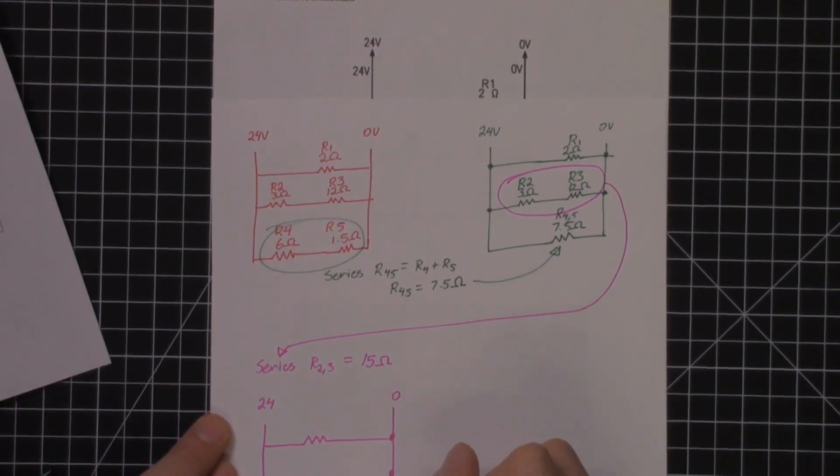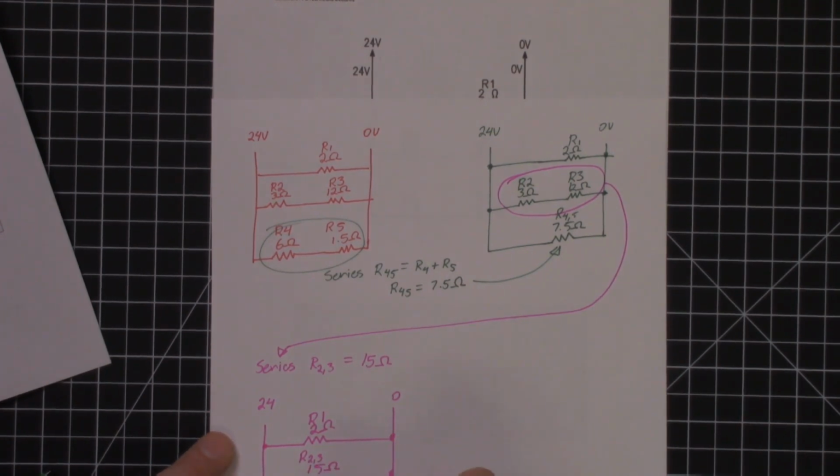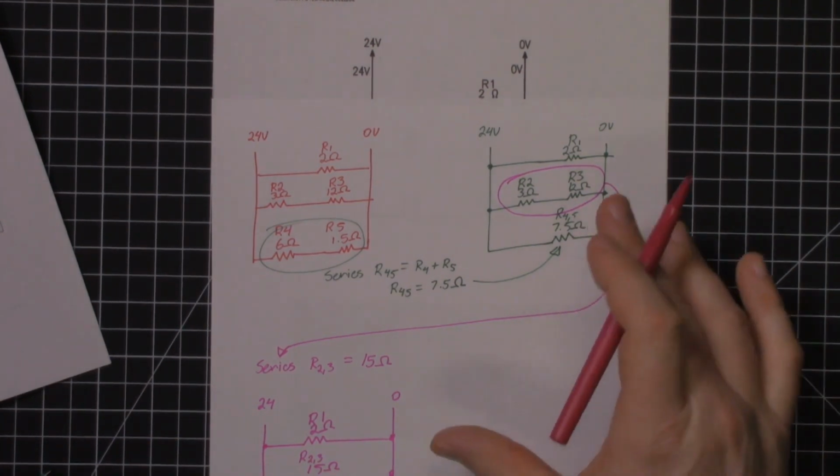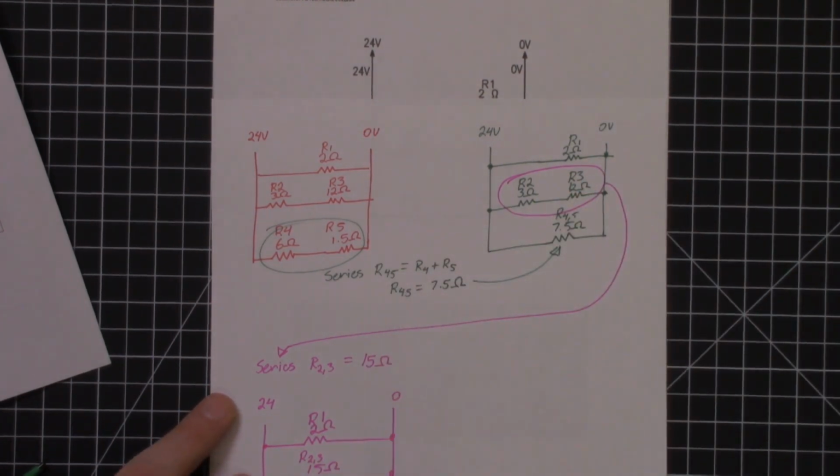Alright, get those nodes drawn in. And this is resistor 1 at 2 ohms. This is resistor 2, 3, and that is at 15 ohms. And this last one was resistors 4 and 5. And that was at 7.5 ohms. Excellent. Okay, so we've gone from having 5 values of resistance, and we're slowly working on it.